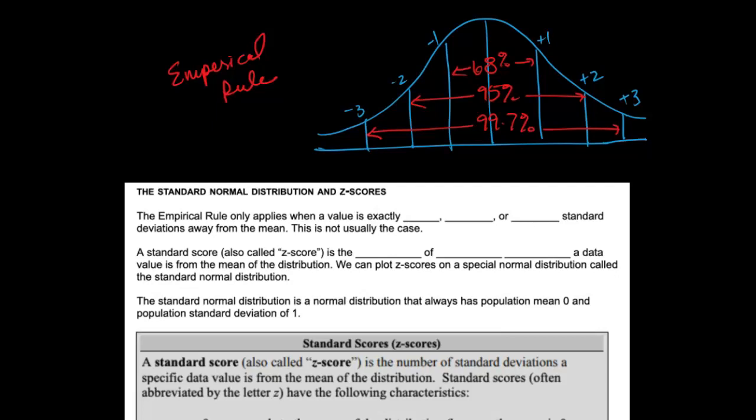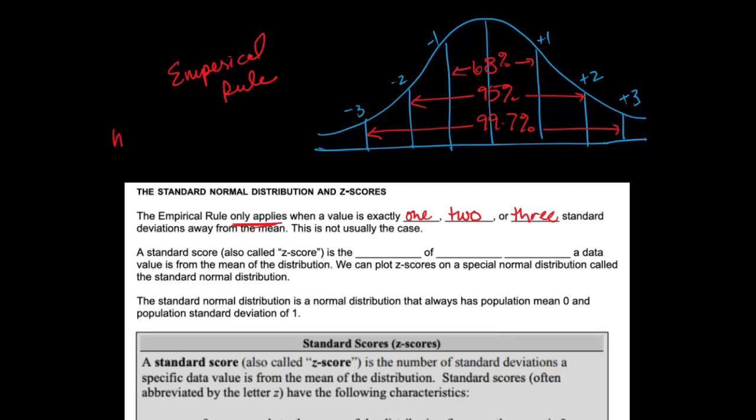And so the empirical rule only applies when the value is exactly 1, 2, or 3 standard deviations away from the mean. That's not usually the case. So many times, we'll be looking at data values that are not at exact standard deviations. And I'll give you an example.